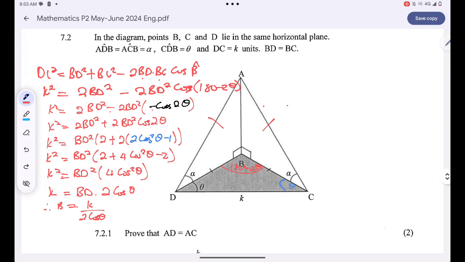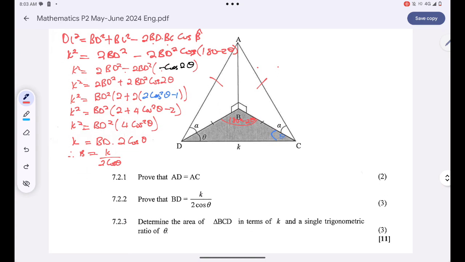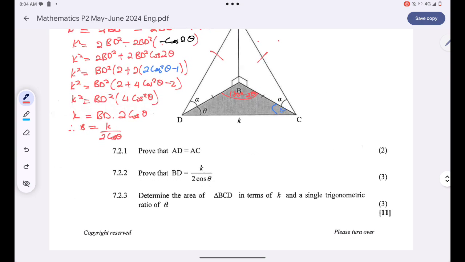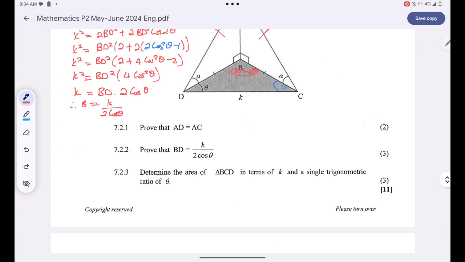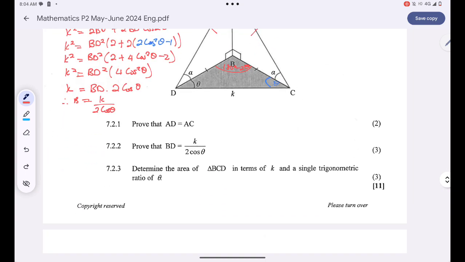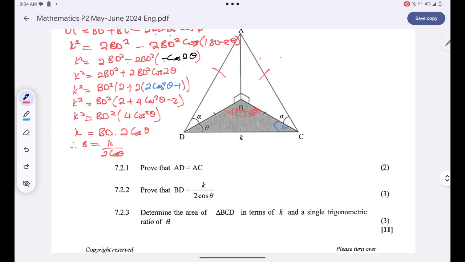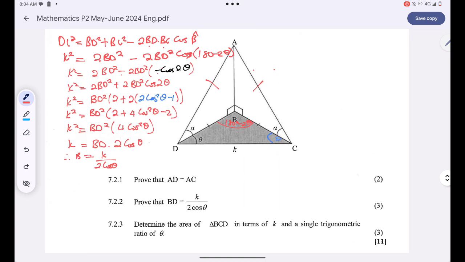That's one way, guys, of doing it. There are many ways of doing this. I believe that there are even simpler ways. For 3 marks, but that's how you're supposed to do it. And now you're supposed to determine the area of triangle BCD in terms of K and a single trigonometric ratio.